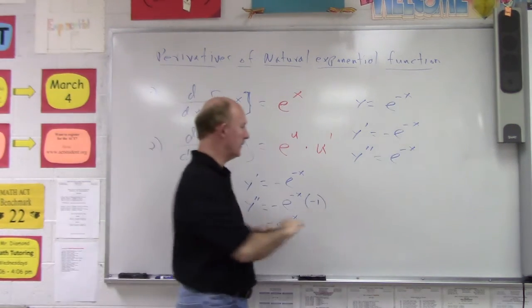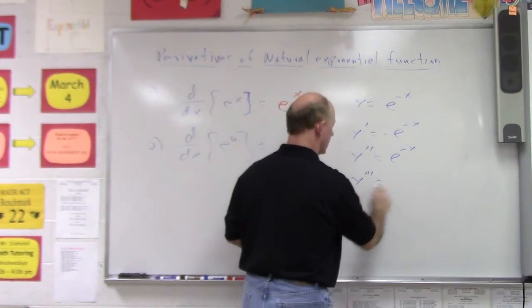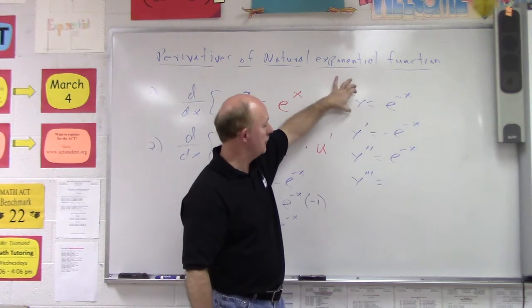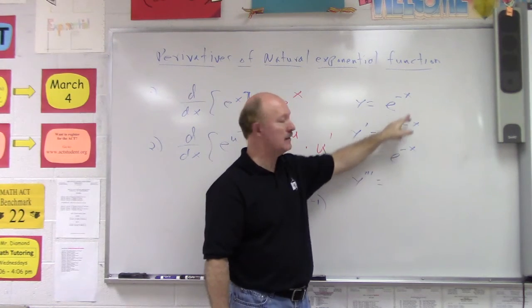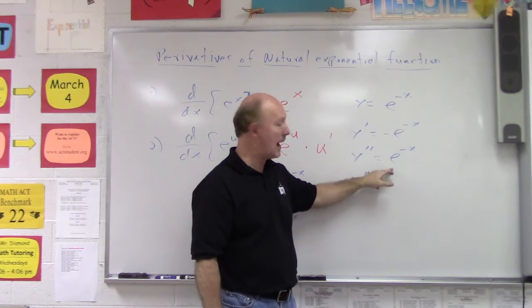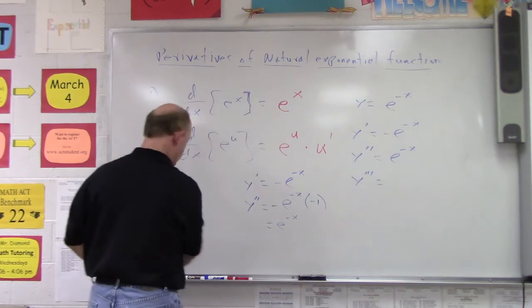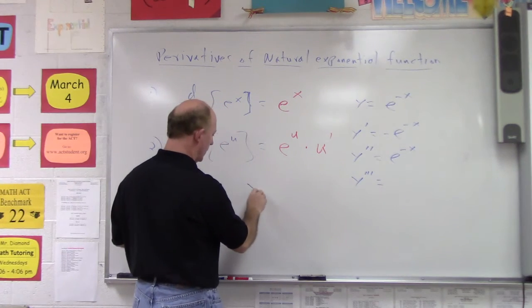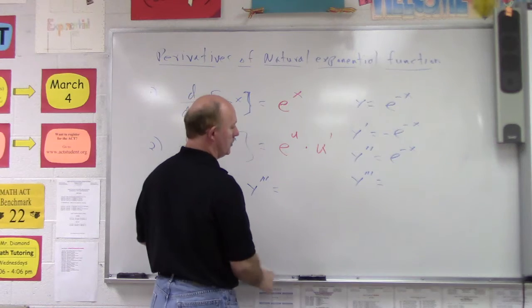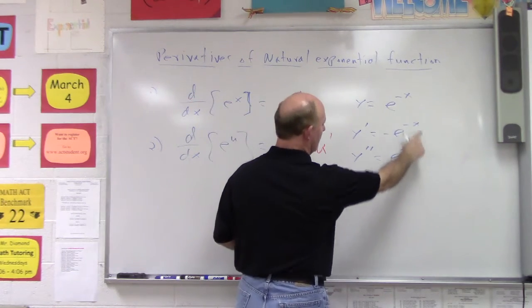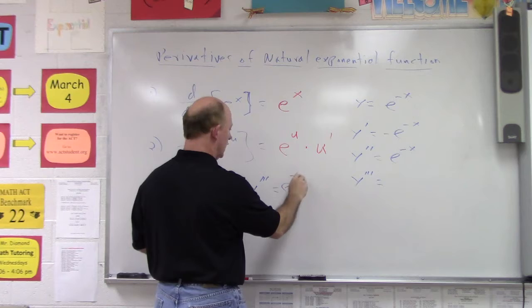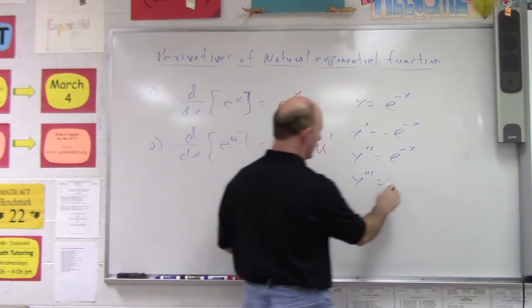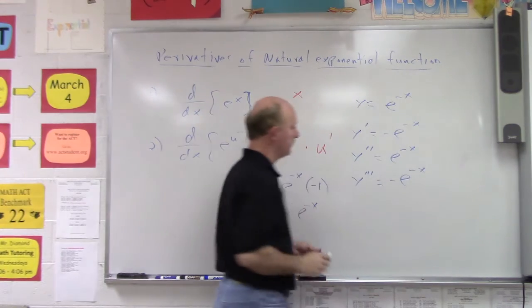Now, what about the third derivative? You can kind of see a pattern. Positive e to the negative x is the original function. The first derivative is negative e to the negative x. The second derivative, positive e to the negative x. So the third derivative: take the derivative of e to the negative x again, we're back here, this would be e to the negative x times negative 1, which is negative e to the negative x. So the third derivative would be negative e to the negative x.